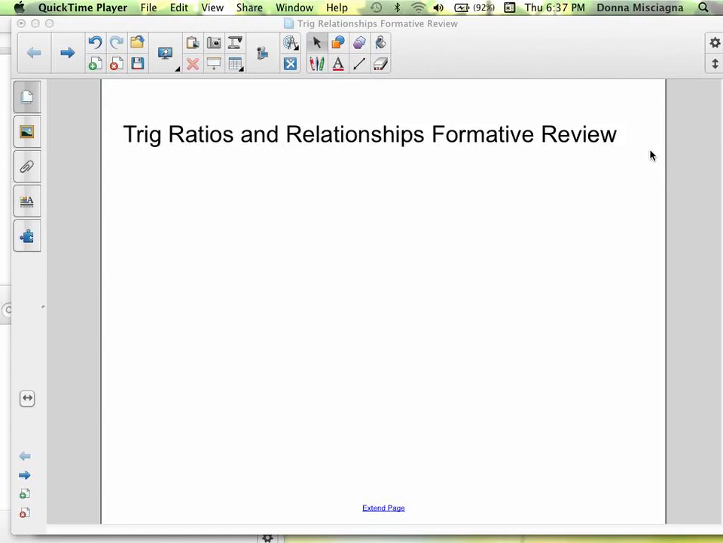Welcome to the trig ratios and relationships formative review. This will help you do better on the formative and probably help you do better on the benchmark as well. Let's look at the first problem.